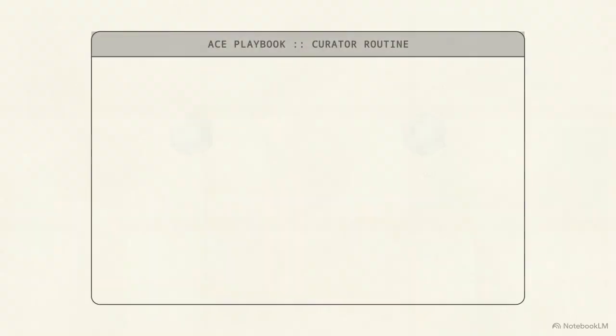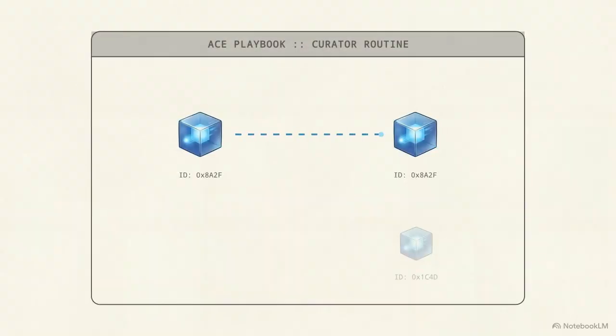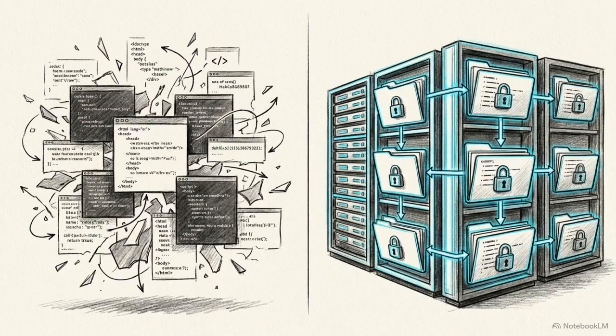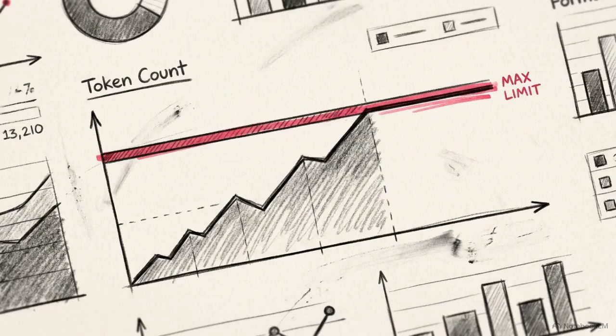The curator routine applies semantic similarity algorithms to actively deduplicate redundant logic and systematically decay older, less relevant memories over time. The ACE framework transforms a chaotic, linearly expanding prompt into a self-curating database. It enables true long-horizon autonomy while enforcing a hard cap on token growth.